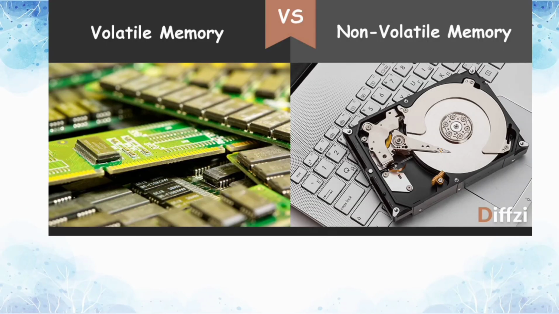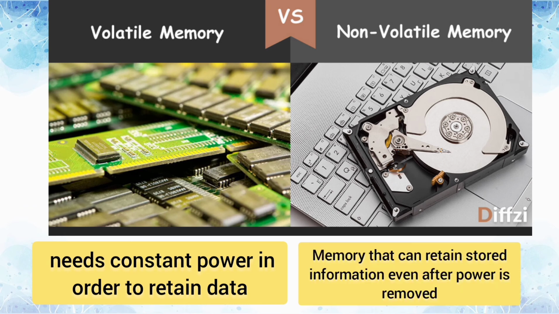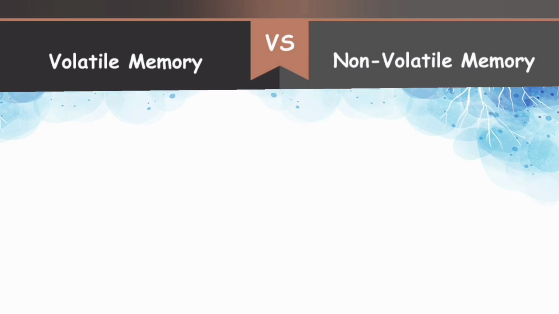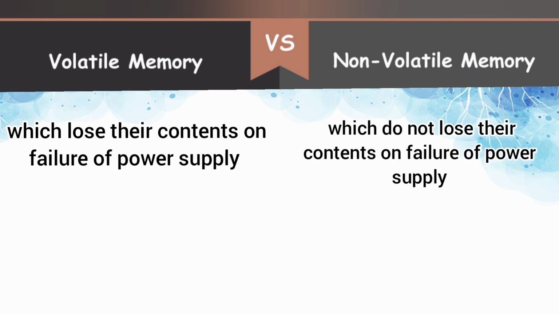First of all students, what is the meaning of volatile memory and non-volatile memory? Volatile memory needs constant power in order to retain data, whereas non-volatile memory can retain stored information even after power is removed. So the main difference between volatile memory and non-volatile memory is that the memories which lose their contents on failure of power supply are known as volatile memory, whereas the memories which do not lose their content on failure of power supply are known as non-volatile memory.